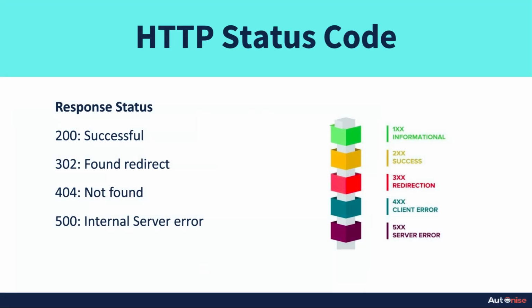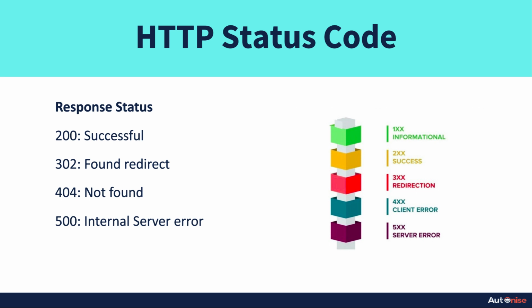Before that, we need to know some status codes, which are the standard status codes in HTTP. We have 200 for successful, which means the request has been completed successfully. So the status code we get in return is 200. Similarly, 302 is found redirection.